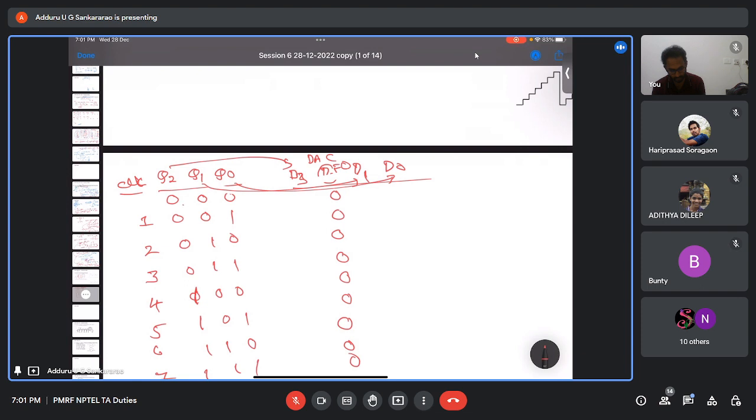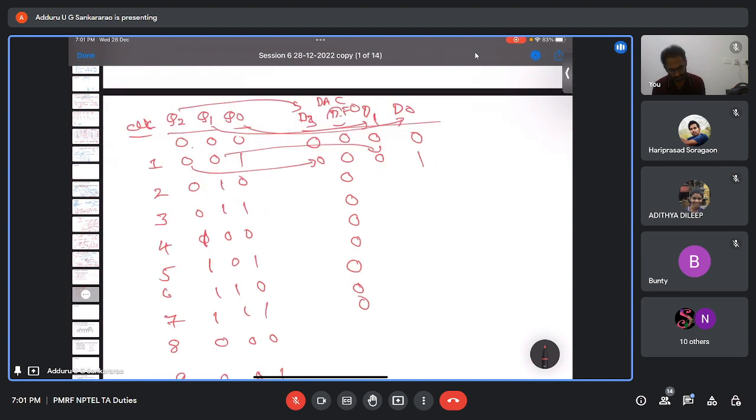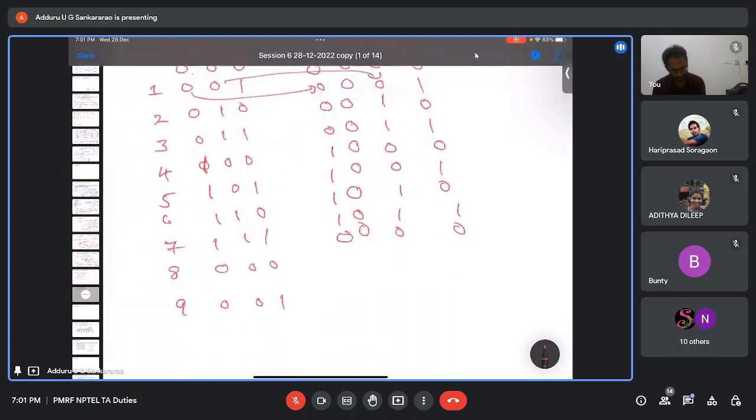Q2 will come here, 0, 0, 0. Again, Q2 will come here, 0, Q1 will come here, 0, 1. Like that, we will get 0, 1, 0, 0, 1, 1. Next is 1, 0, 0, 1, 0, 1, 1, 1, 0, 1, 1, 1. Again, 0, 0, 0. After that, 0, 0, 0, 1.